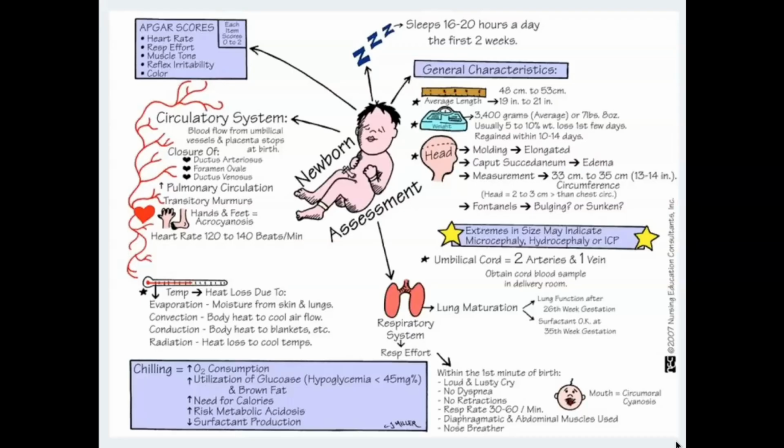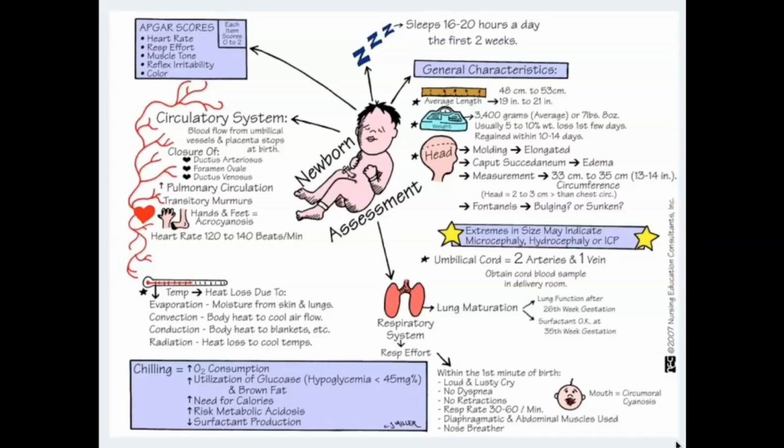You're going to look at their umbilical cord initially after birth to make sure they have 2 arteries and 1 vein. They will get a cord blood sample to get cord gases off the umbilical cord, as well as, if the mom is O negative, they will draw blood to check for a type and screen to check the newborn's blood type so they can determine whether the mom needs to receive RhoGAM or not.